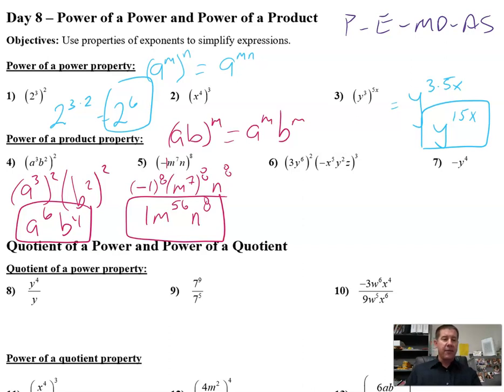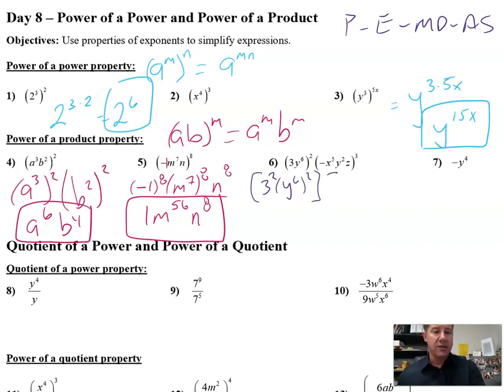The P stands for parentheses. So I've got to do inside the parentheses first, and there's really nothing to do. Then I'm going to move on to exponents. So those are like the 2 and the 3 on the outside. I want to raise those things to an exponent. So that's what I'm going to do first. I'm going to raise 3 to the second power, and I'm going to raise y to the 6th, the second power. That is my first thing that I'm dealing with.